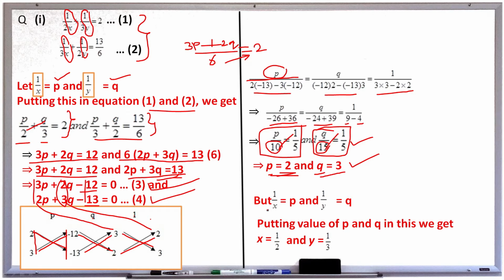Now put the value of what we have taken, 1 by x is equal to p. We got the p value as 2, so 1 by x is equal to 2. Cross multiplying, x will come here, so x is equal to 1 by 2. Similarly y is equal to 1 by 3.